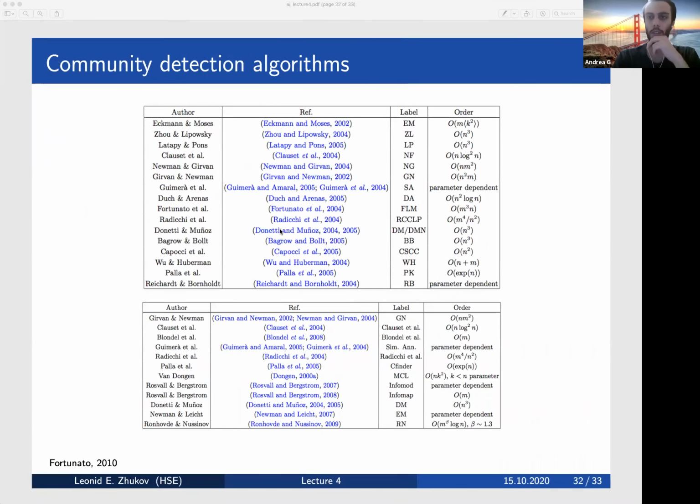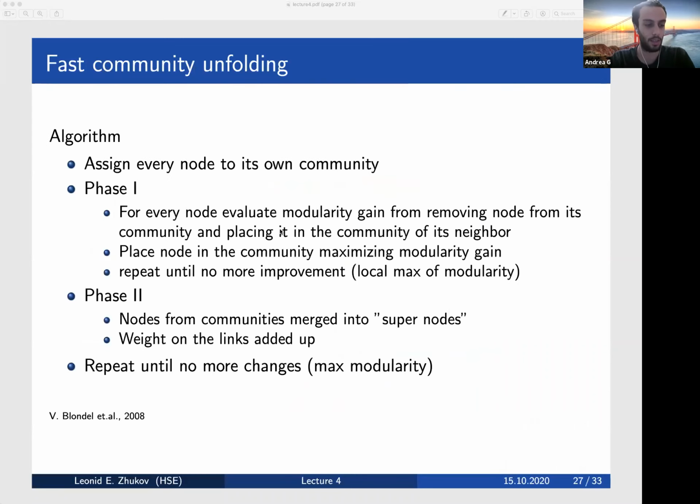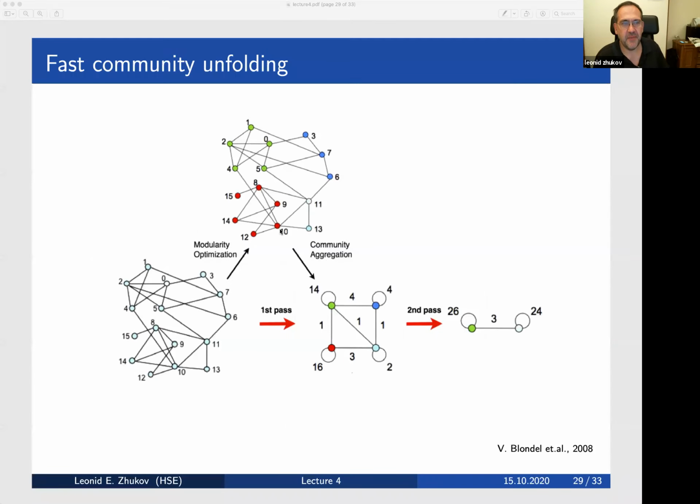Can I ask a question? Sure. When we initialize this algorithm, do we already decide the number of communities that we want to have as an output, or no? No, we do not. It actually does this automatically.